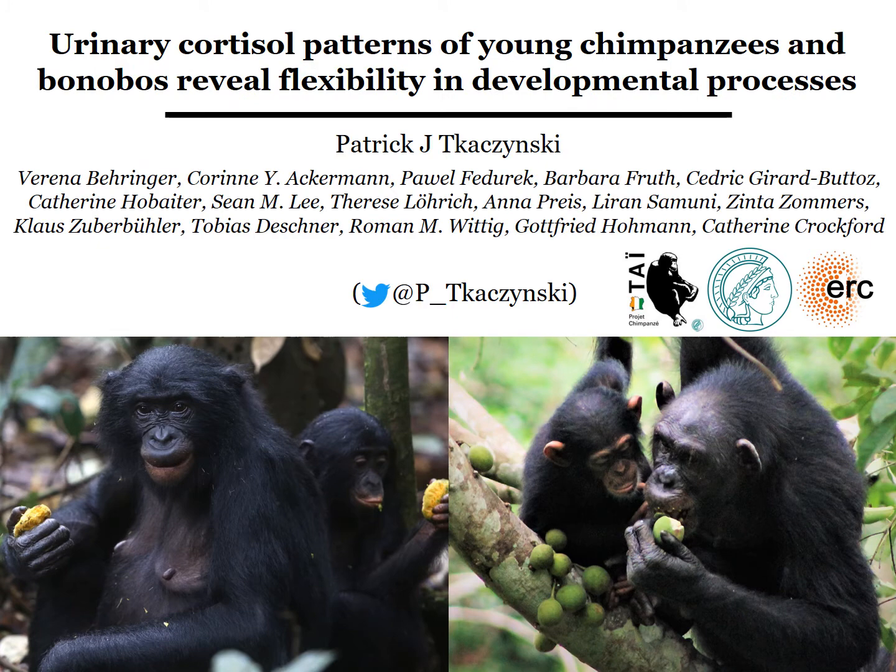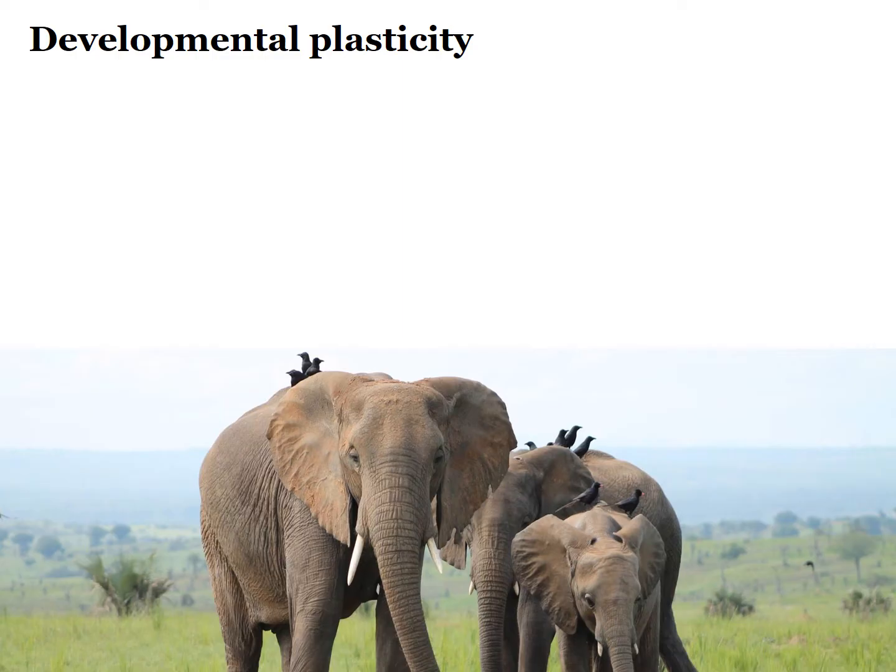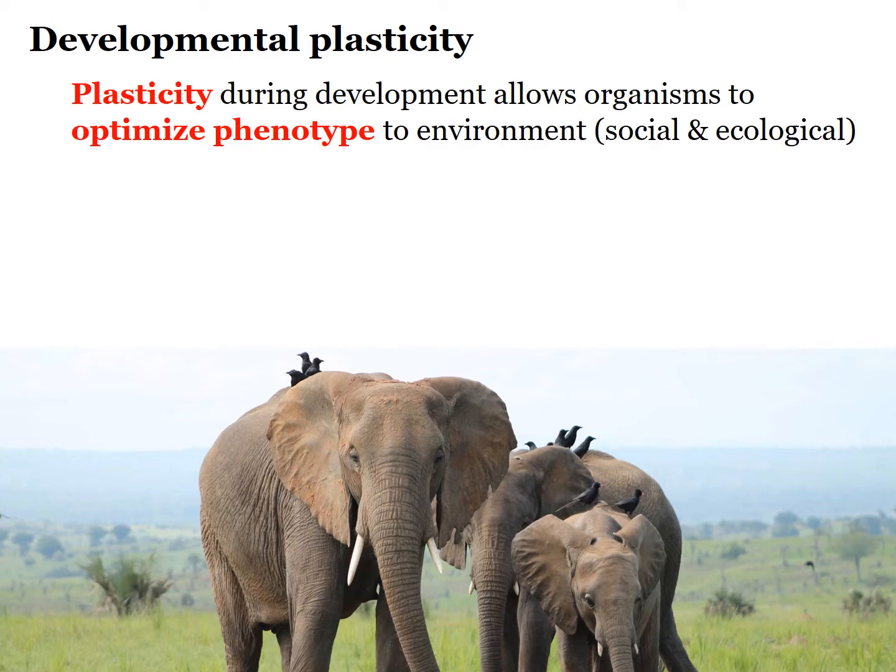I'm going to be presenting results examining how urinary cortisol patterns can reveal flexibility in developmental processes in wild apes. Throughout the animal kingdom, development can take many forms in terms of duration and the level of dependency on parental care. Regardless of variation in forms of development, ontogeny is associated with high sensitivity to the environment. This sensitivity is important for developmental plasticity, in which organisms optimize adult phenotypes to suit environmental conditions.